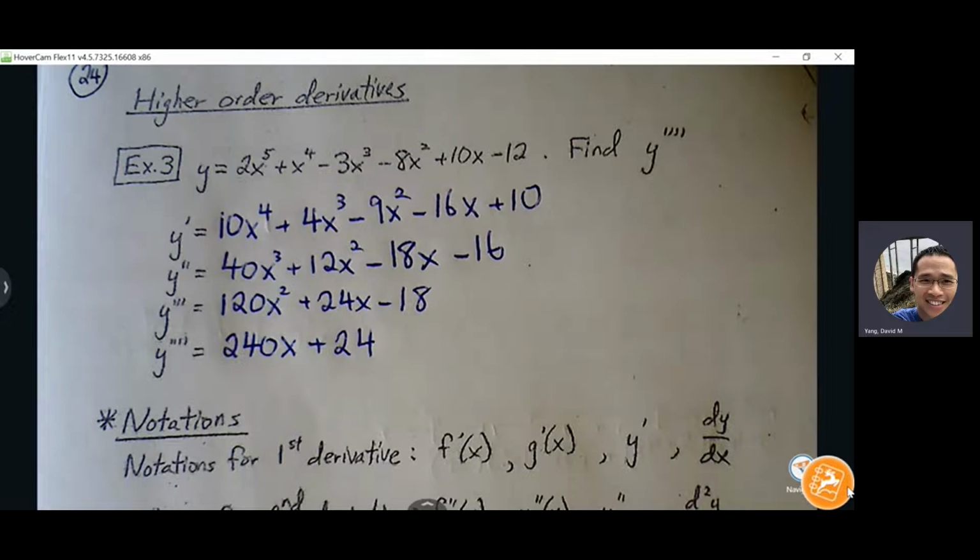Every term, every derivative will have one less term, right, if we're dealing with a polynomial.